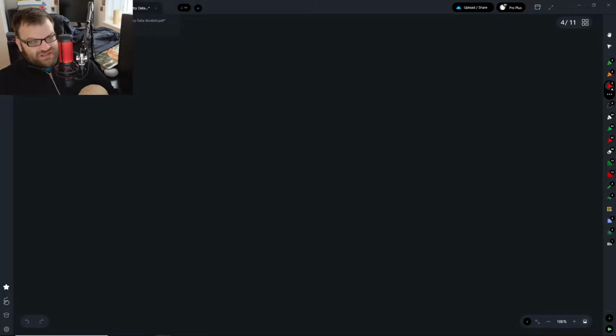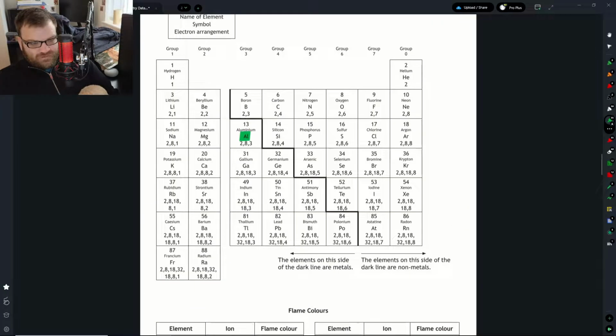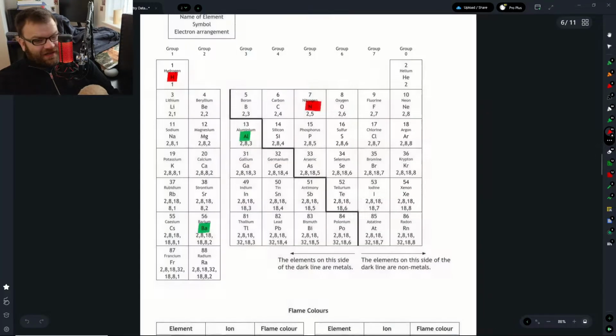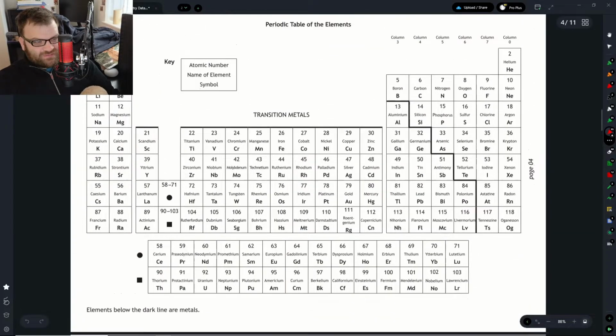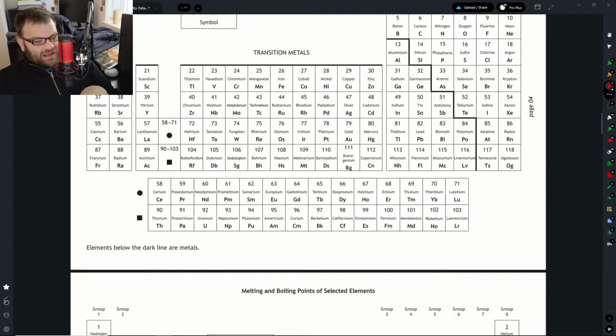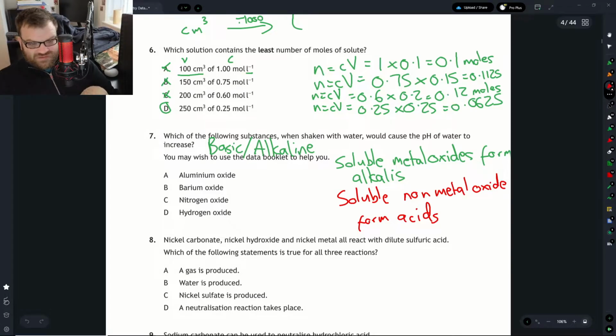Aluminium, barium, nitrogen, and hydrogen. Aluminium, barium are metals. Hydrogen and nitrogen are non-metals. The hydrogen one's not too clear on this page because the dark line has gone away. I go up to page number 4. That's got it a lot more clearly that it is above the thick dark line there. And the ones that are below it are metals, so hydrogen is a non-metal. This means we're down to just 2.